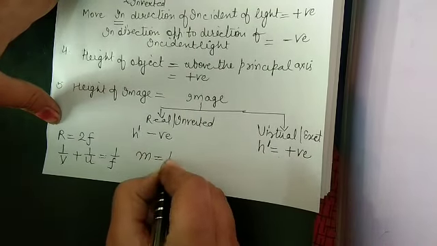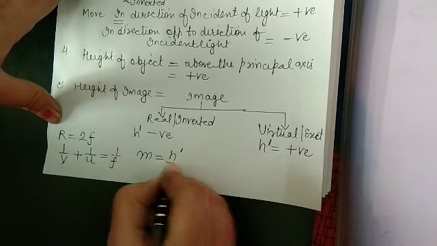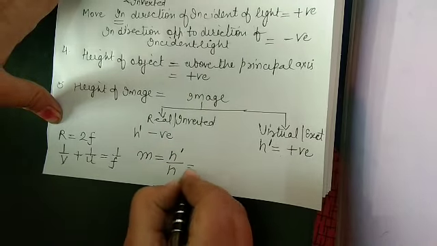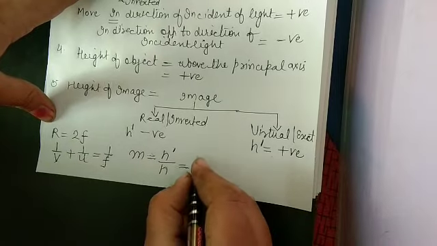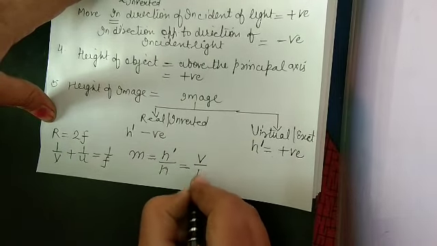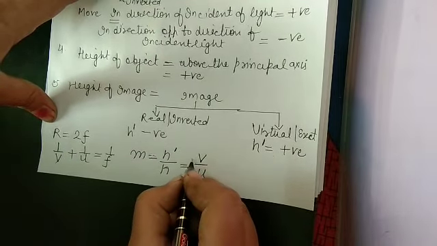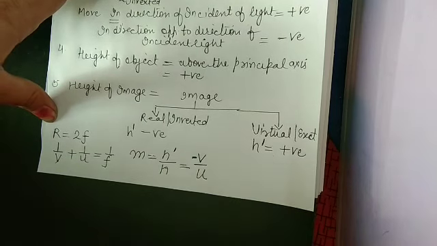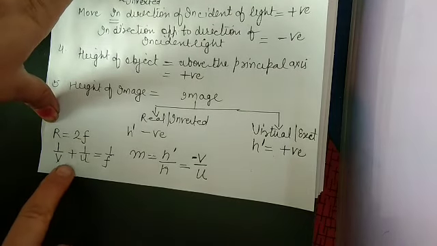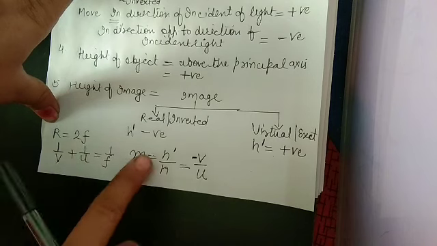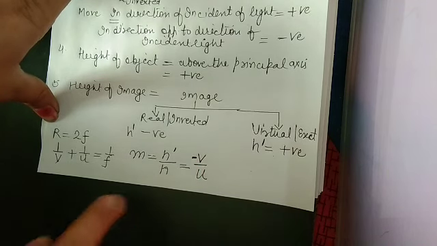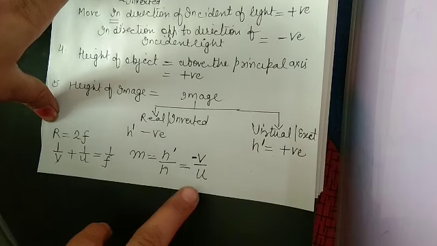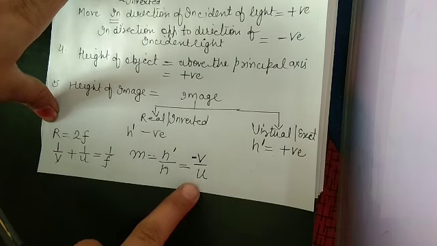Magnification is equal to height of image upon height of object. If it is to be counted in terms of u and v, it is image distance upon object distance, but with a negative sign. Soon the points will be clear to you when you learn the lens formulas. Okay, so let's start the numericals.